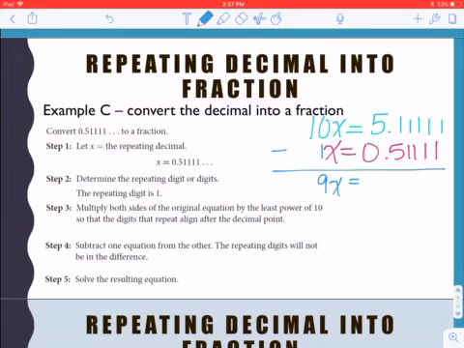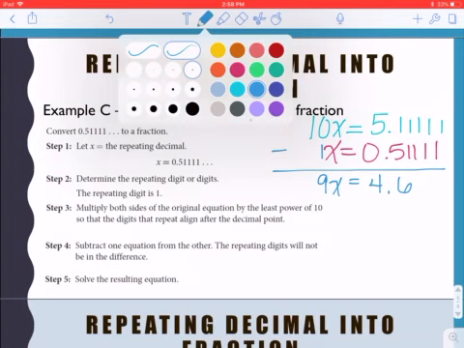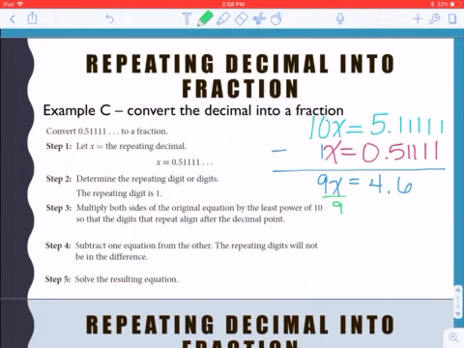5.11111 minus 0.51111 is 4.6. Now I have to get x on a side by itself. So I'm going to divide both sides by 9. And I get x equals 4.6 over 9. But I can't leave a decimal in my fraction. So I'm going to make it 46 over 90, and I just multiplied the top and the bottom by 10.